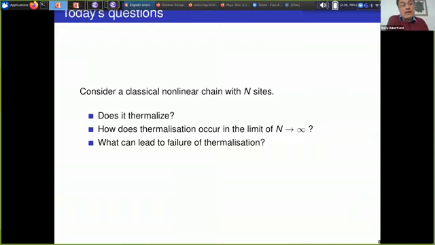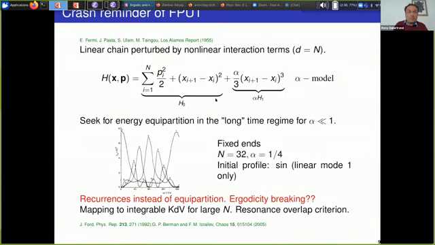So the plan for today is to consider a classical nonlinear chain with capital N sites. The first question is, does it thermalize? And if it does, how does thermalization occur in the limit of large N? An alternative question is, what can lead to failure of thermalization in such a system? Before I go further, if I talk to you about a classical nonlinear chain, you will immediately think about the Fermi-Pasta-Ulam-Tsingou problem, which was considered a long time ago.